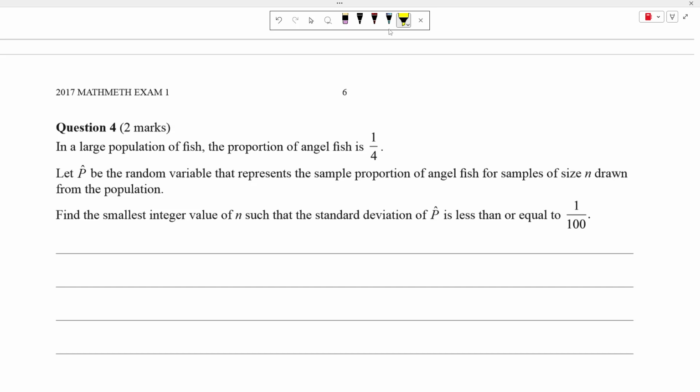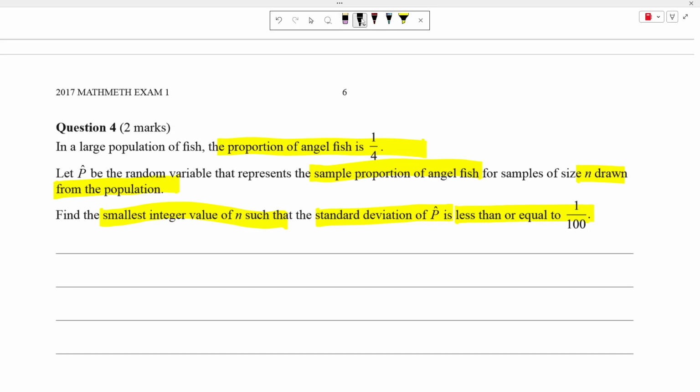This question tells us that in a population of large fish, the proportion of angelfish is 1 over 4. We're going to let p hat be the random variable that represents the sample proportion of angelfish for samples of size n which are drawn from the population. Our goal here is to find the smallest integer value of n such that the standard deviation of p hat is less than or equal to 1 over 100.